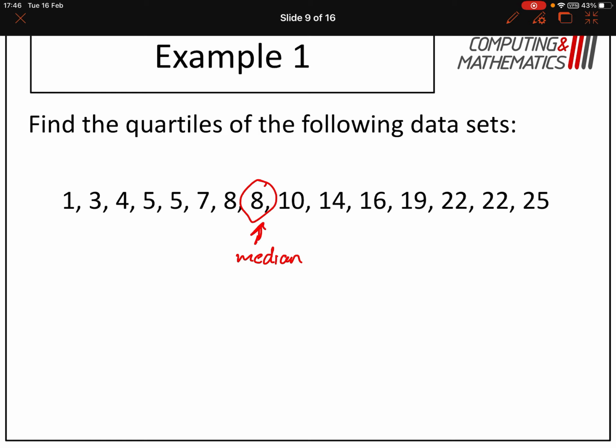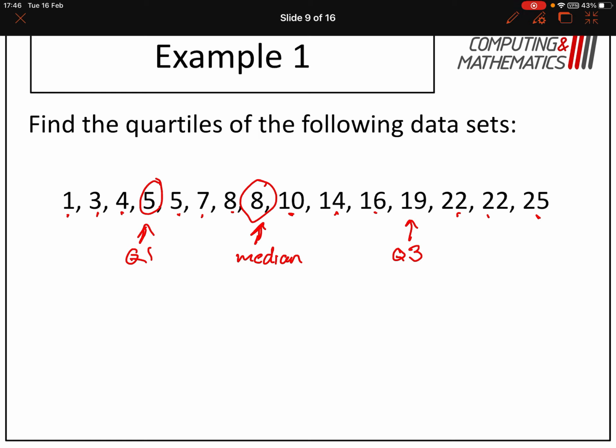So now I'm going to look at the lower half of the set of data, so just that 1 to that first 8, and I'm going to do the same thing. I need to find the middle value of that. So if I've got the 1 and the 8, the 3 and the 7, the 4 and the 5, our middle value for that little bit is going to be the 5. So that gives us our Q1, or quartile 1. If we do the same for the top bit, the second half, we've got the 10 and the 25, 14 and 22, 16 and 22, so our quartile 3 is going to be 19.